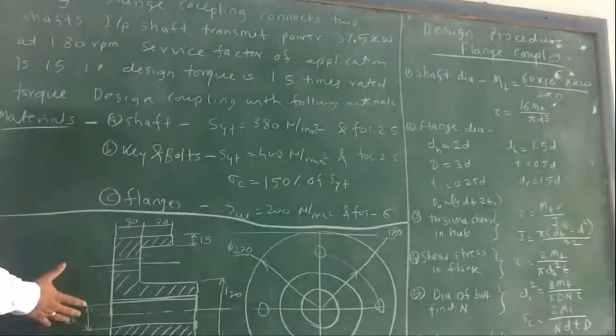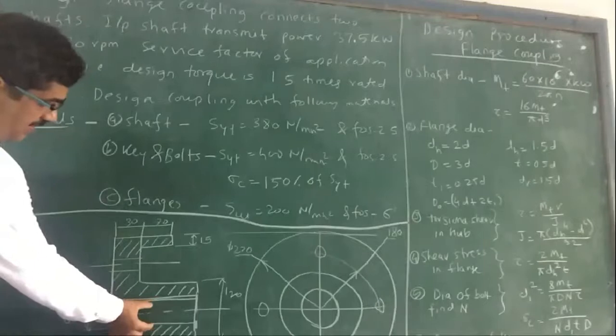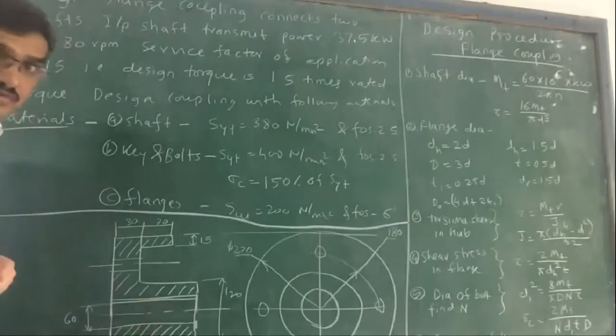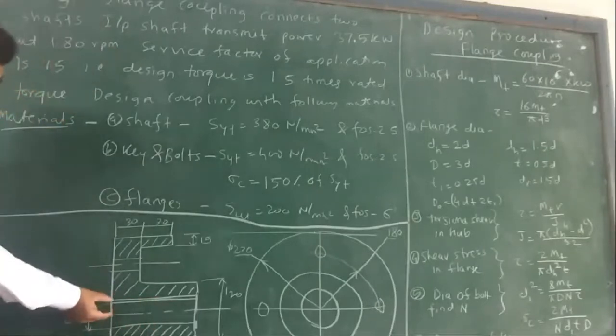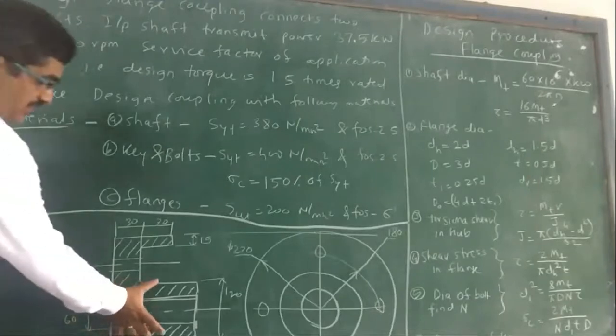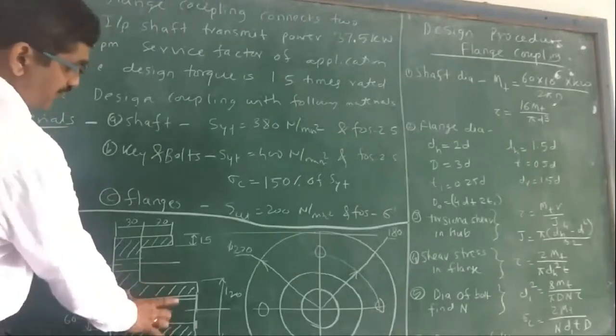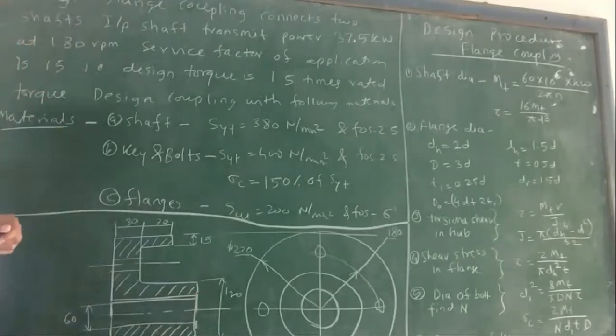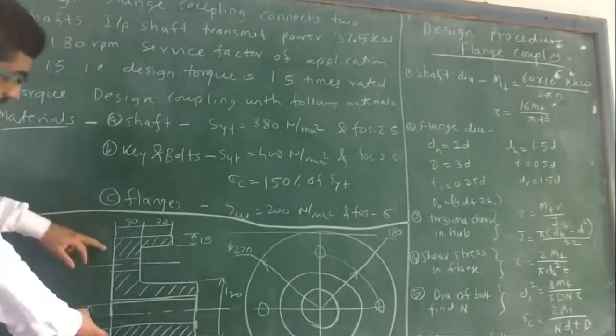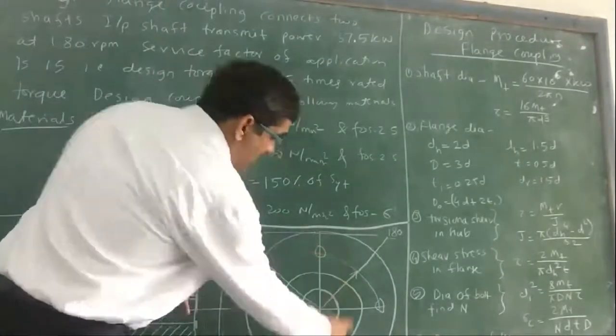But this is how the flange will look. So this is the inside diameter D, that is the diameter of the shaft. It's visible, right? It's the inside diameter of the hub. This is the outside diameter of the hub, DH. This is LH, which will be 1.5 times D. D will be the P circle diameter here. This is the P circle diameter.